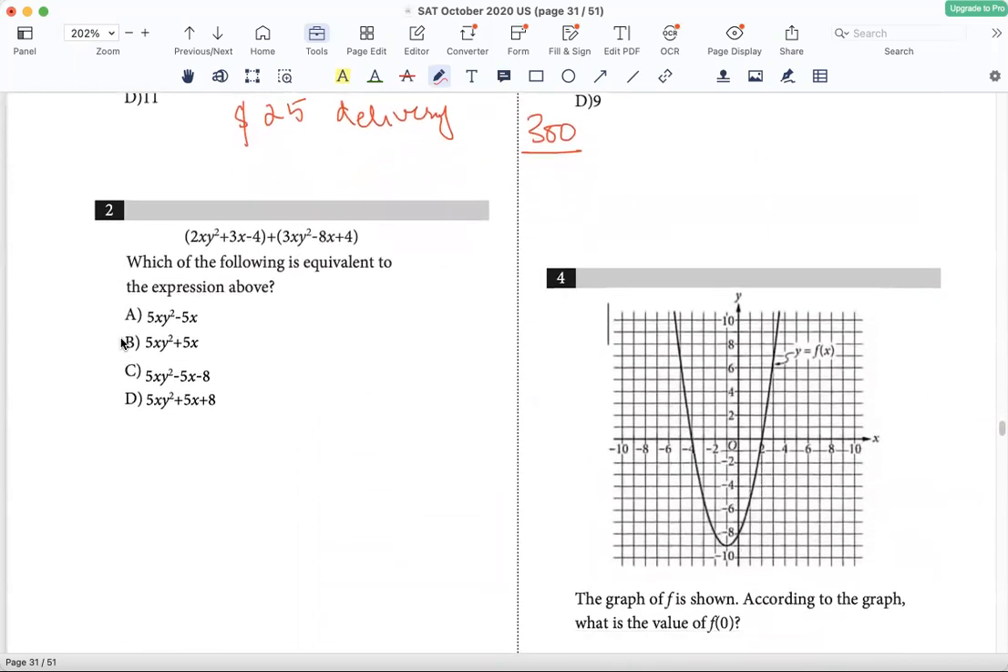Which of the following expressions is equivalent to this expression? 2xy squared plus 3x minus 4 plus 3xy squared minus 8x plus 4. So minus 4 and plus 4 cancel. 2 plus 3, 5xy squared minus 5x. 5xy squared minus 5x, option A.